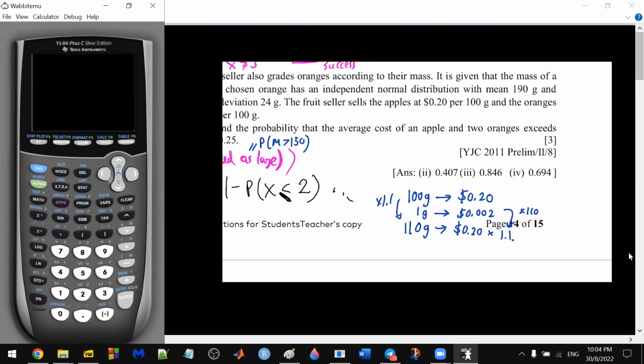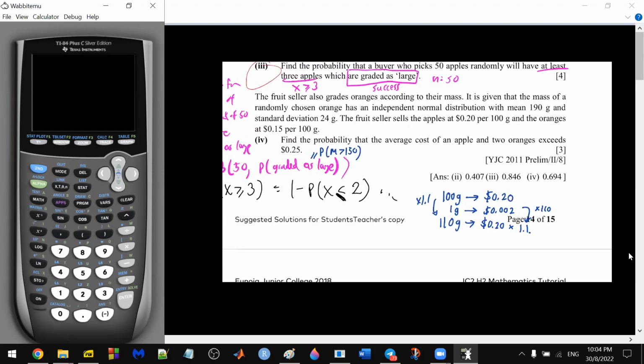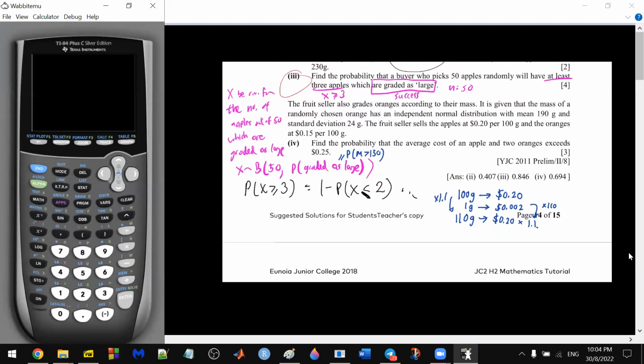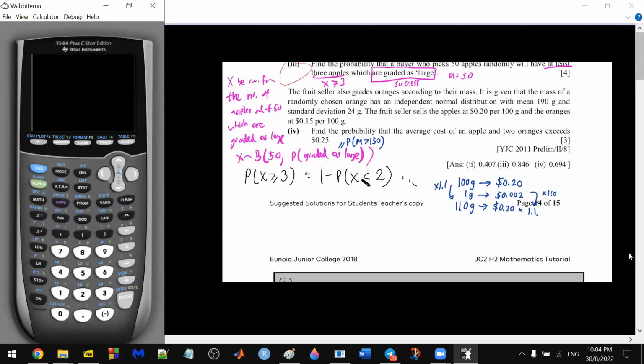Scaling it, the higher the mass, the more expensive the price. Like direct proportion, right? y equals k times x. Okay. Did you understand the solution? Do I need to go through? Don't need. It's just the initial part.